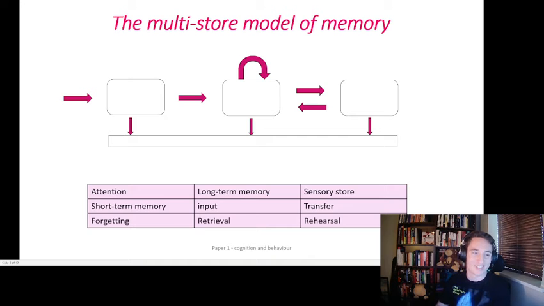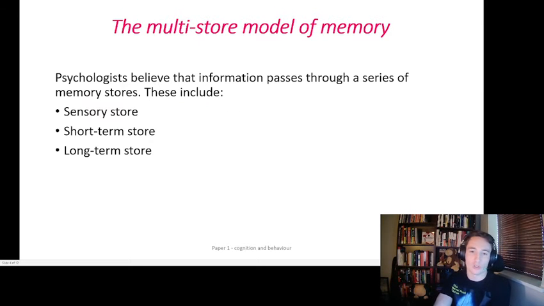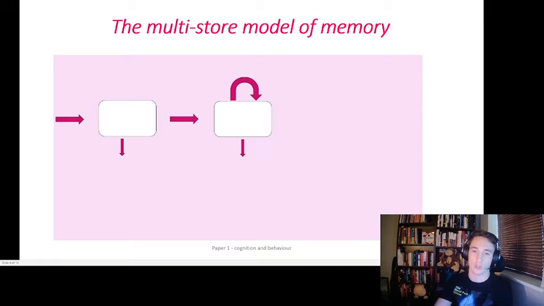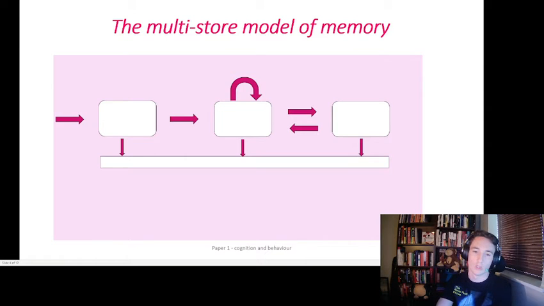Okay, so let's go through the answers then. If you paused the video, let's see how many you got right. The multi-store model, as I said, is a model of how we remember information. And the psychologists, Atkinson and Shiffrin, believed that information passes through different stores, is what they're called, in order to be remembered. On the screen previously, there was the sensory store, short-term store, and the long-term memory store. So this was the model.